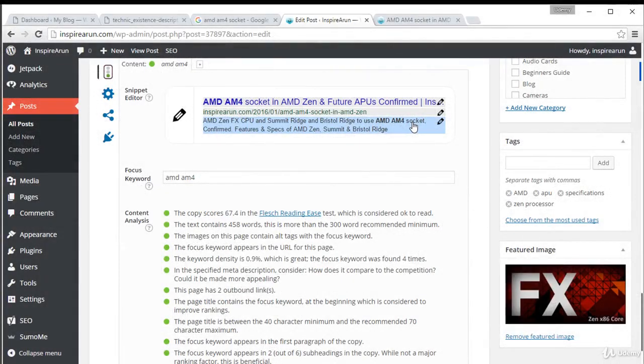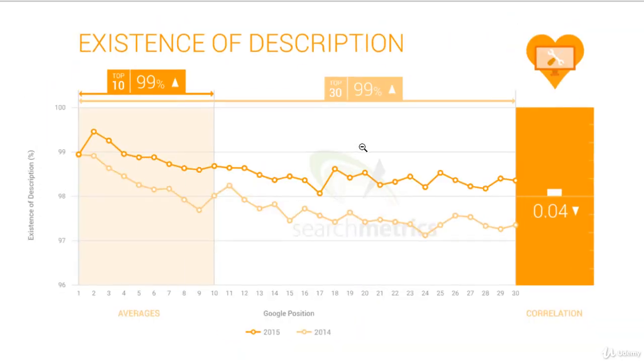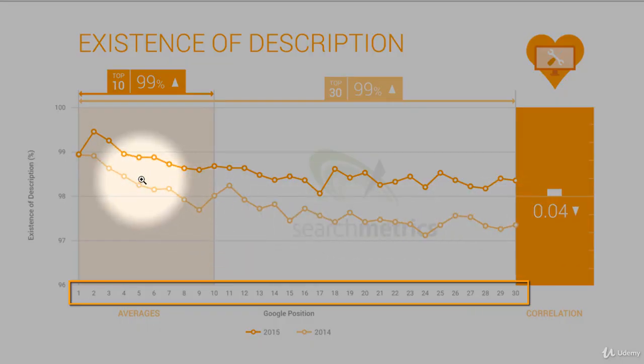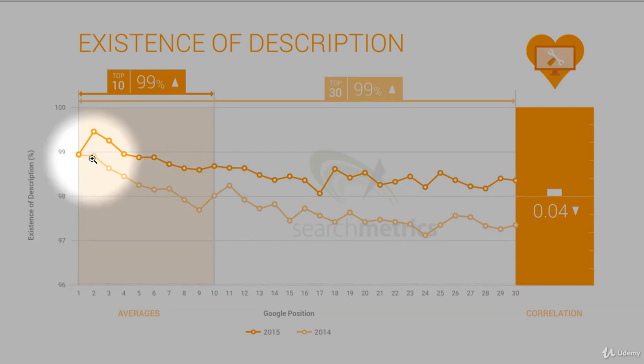Do you know why I insist on adding meta description for your post? Just see this test result or research of 10,000 keywords. Here you can see that for the top 30 search results, almost 98 to 99% of the posts have meta description in 2014, and this percentage has increased by another 1% in 2015. This is why I insist on adding meta description to all of your posts.